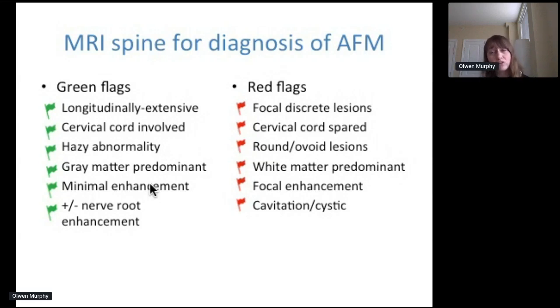By contrast, the red flags that can be considered pointing towards other differential diagnoses are focal discrete lesions of the cord, often sparing the cervical cord, any round or ovoid lesions, and particularly those that are white matter predominant. Lesions with focal enhancement or cavitation or cystic components also point towards another diagnosis.